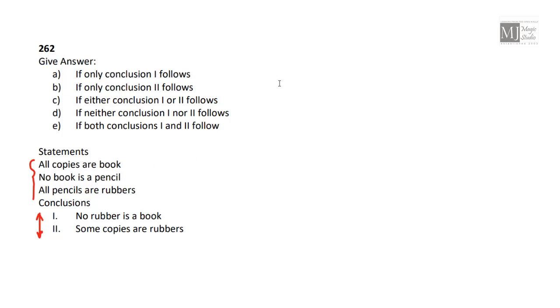All copies are books. That means copies are a proper subset of books. No book is a pencil. None of the books is a pencil. Pencil is a set which is not with books. So no book is a pencil. If no book is a pencil, then no copy is also a pencil.